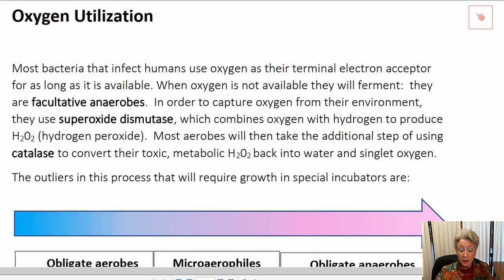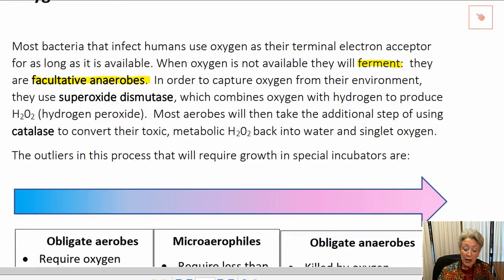Oxygen utilization can come up in questions. Realize most bacteria that harm or live with us are those that are aerobic, because we are aerobic creatures. And so because of the efficiency of the process, they will use oxygen as their terminal electron acceptor for as long as it's available, and then they will ferment when it's no longer available. So we refer to those guys as facultatively anaerobic. They'll use the oxygen as long as they can, and then they'll switch over to fermentation.